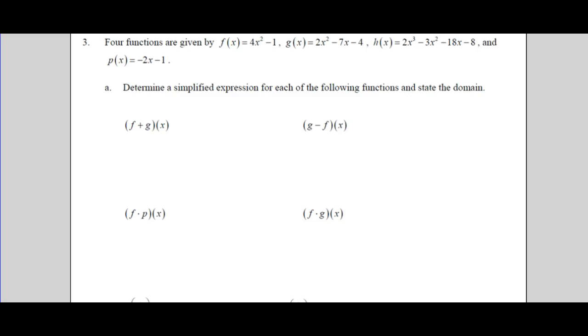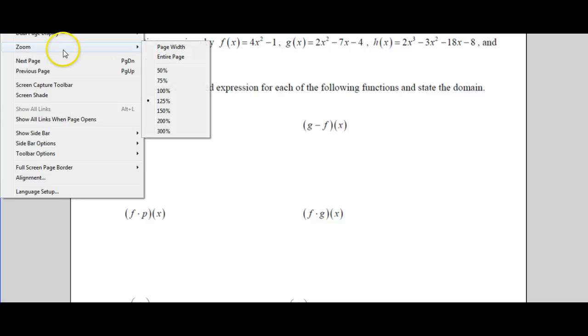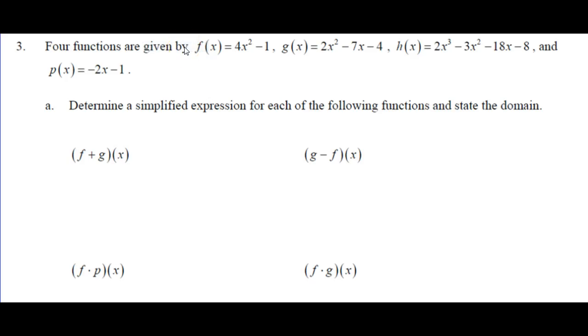Four functions are given by, okay, let's go back. Zoom, page width. Four functions are given by f of x is 4x squared minus 1, g of x is 2x squared minus 7x minus 4, h of x is 2x cubed minus 3x squared minus 8x minus 8, and p of x is negative 2x minus 1. What kind of functions are these? Polynomial functions. Remember, we dealt with polynomial and rational and radical and exponential and logarithmic and absolute value. These are polynomial.